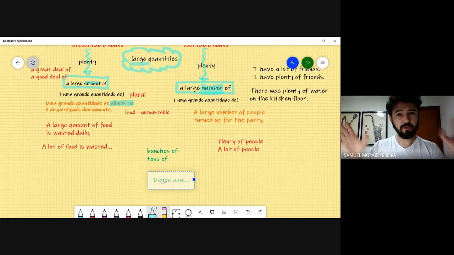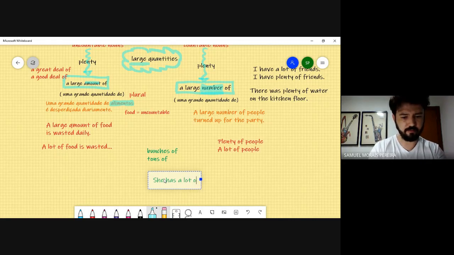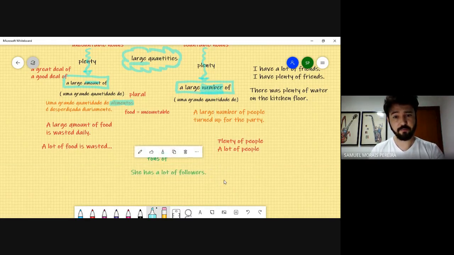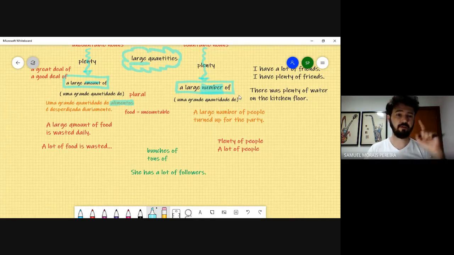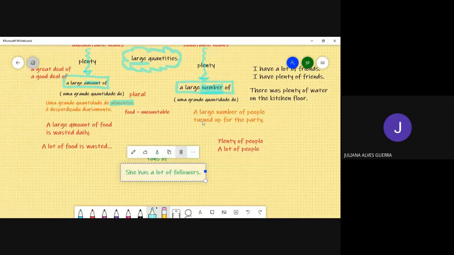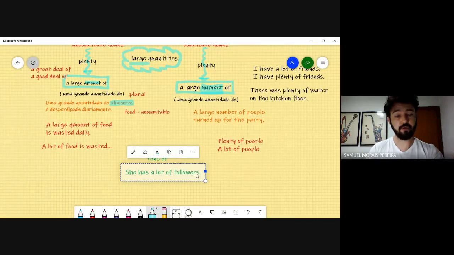ela tem inúmeros seguidores nas redes sociais, ó. Eu poderia falar, she has a lot of followers. Ela tem muitos seguidores. Ou então eu poderia falar, she has a large... E aí, o que vocês acham? Será que é a large amount of followers or a large number of followers? What do you think? Number, because followers is in the plural, okay? So, she has a large number of followers.